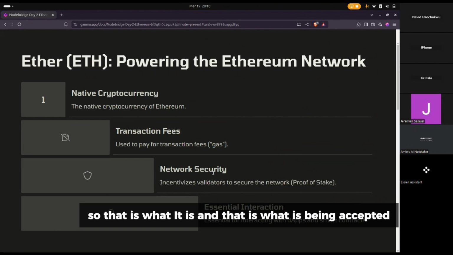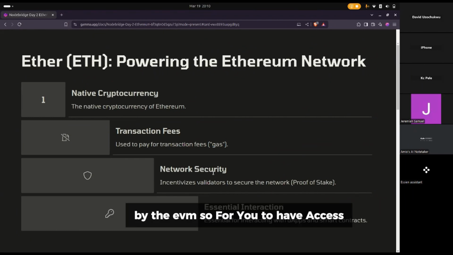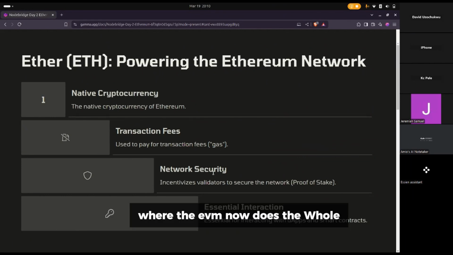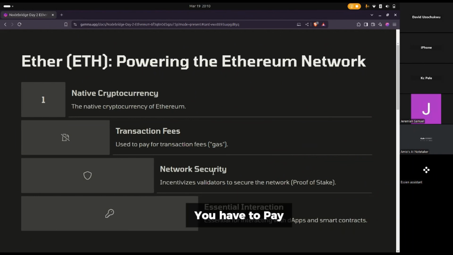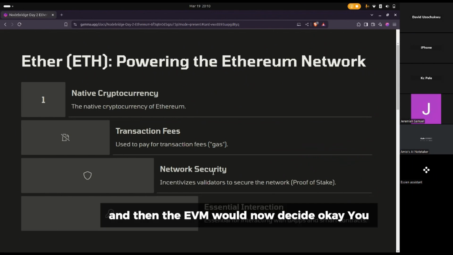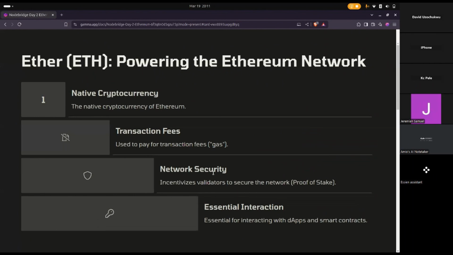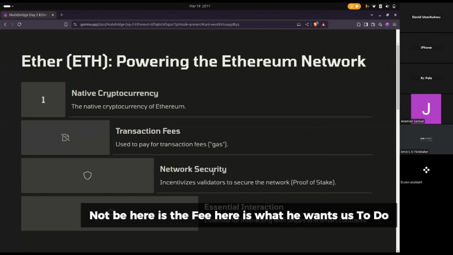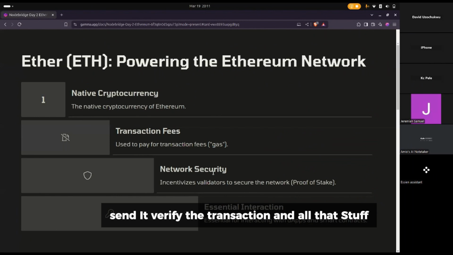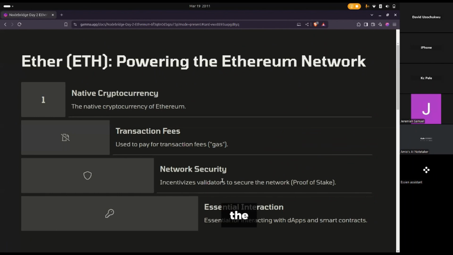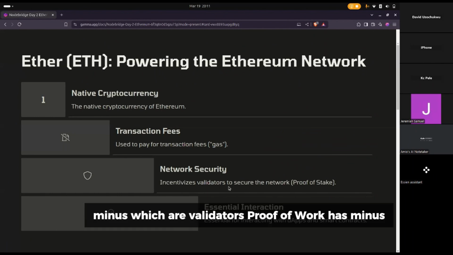And that is what is being accepted by the EVM. So for you to be able to send your transaction to the EVM, where the EVM now does the whole magic that we are still learning, you have to pay. And then the EVM will decide, okay, someone just paid for us to send money to this person. So who would do that? Okay, node B: here is the fee, here is what he wants us to do, send it, verify the transaction, and all that stuff. So you just get to incentivize the miners, which are validators.